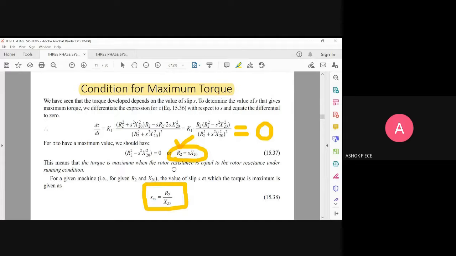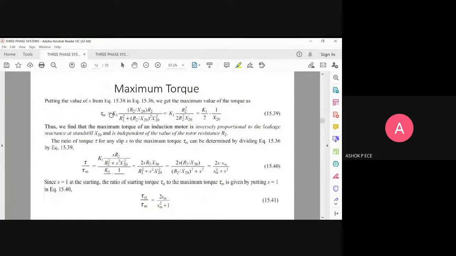The torque is maximum when this condition is reached, R2 equal to s into X2 naught. So the slip at which the torque is maximum is given by Sm, where Sm equals R2 by X2 naught. It's all mathematics here. Now substitute Sm equal to R2 by X2 naught in the torque expression and find the maximum torque. Wherever you have s, substitute R2 by X2 naught. When you substitute in all the terms, simplify and take the LCM, you find that the maximum torque is K1 by 2 X2 naught.